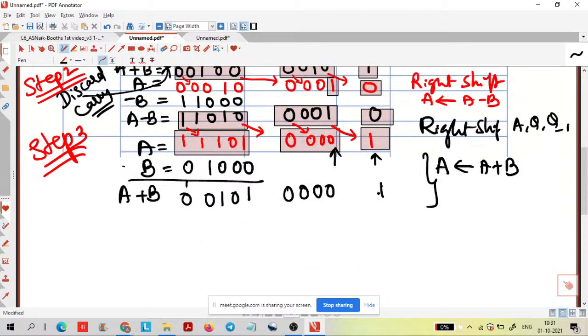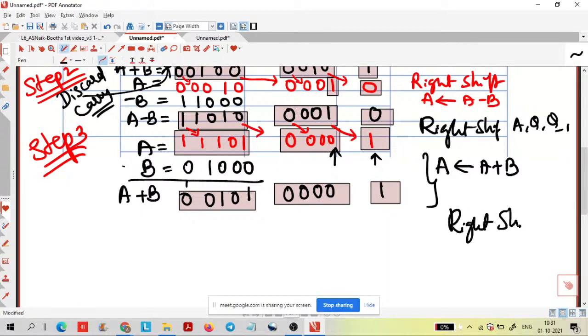उसके बाद आपको क्या करना पड़ेगा? A plus B means content of accumulator, content of Q and Q-1. ये कौन सा स्टेप का, और इसके बाद क्या करना है आपको, राइट शिफ्ट. नो, देन ओनली इट कंप्लीट्स, राइट शिफ्ट.